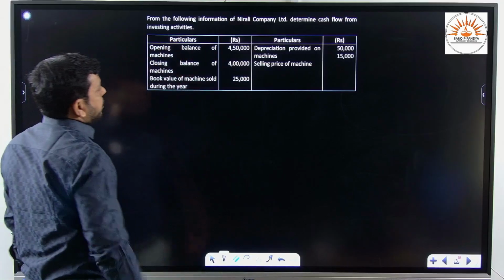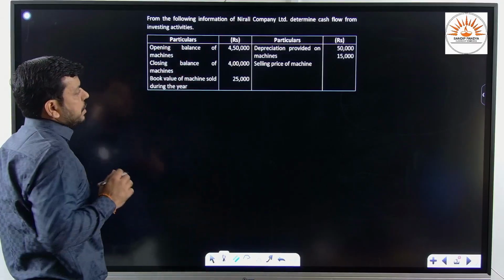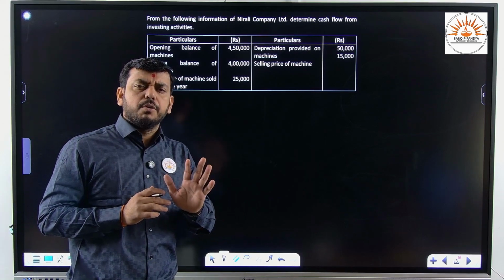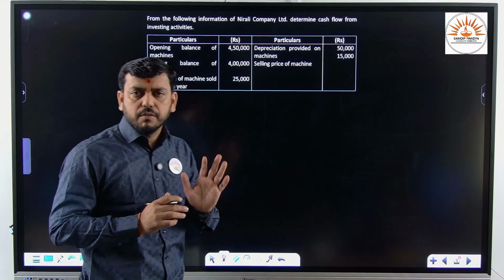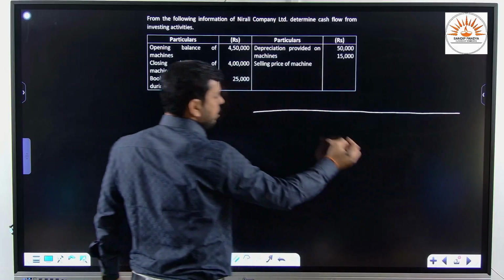From the following information of Nirali Company Limited, determine the cash flow from investing activity. Dear friends, whenever you are asked such kind of question, do not forget to prepare a table for machine account. Fine. So let me show you the calculations where we shall prepare first of all the machine account.